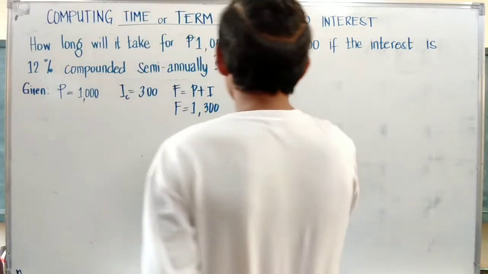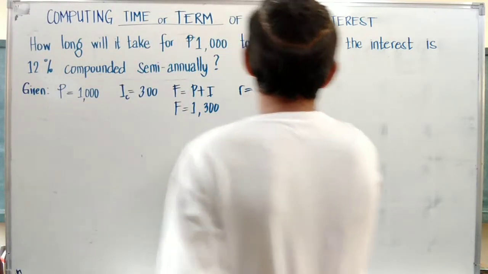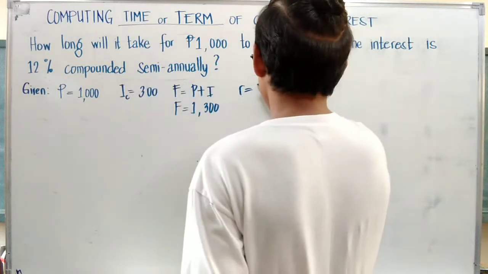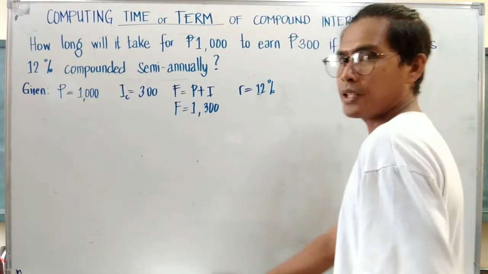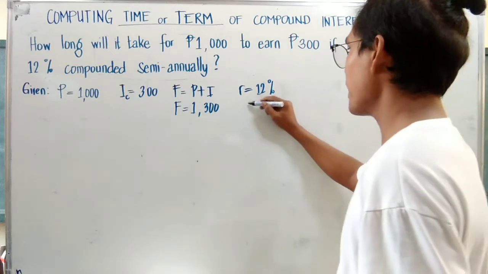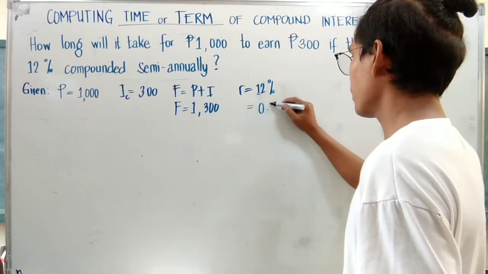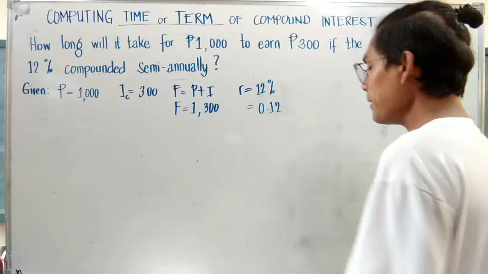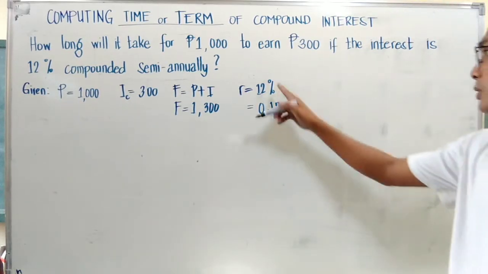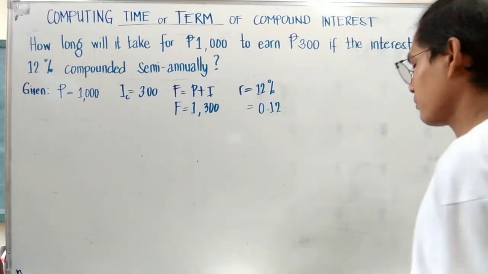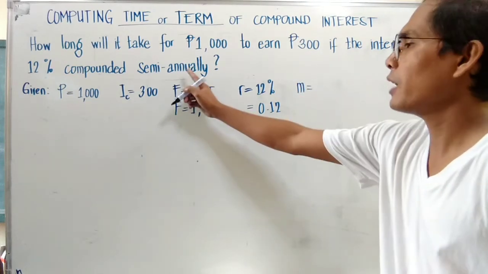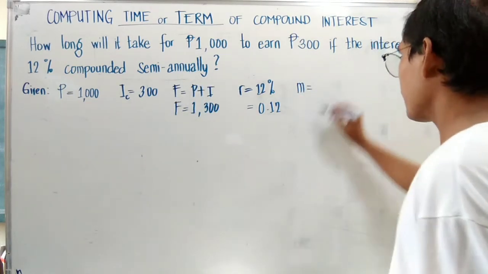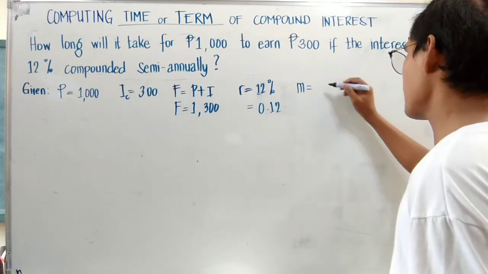Okay? Then your rate is 12%. Okay? Converting 12% into decimal, we have R is equal to 0.12, divided by 100, or move your decimal places to the left twice. Then we have M is equal to semi-annually, so it will be every 6 months or twice a year.